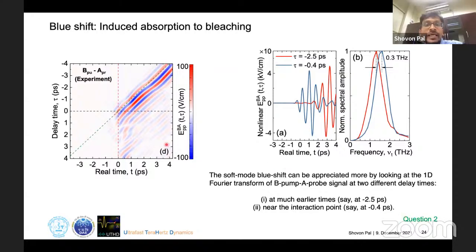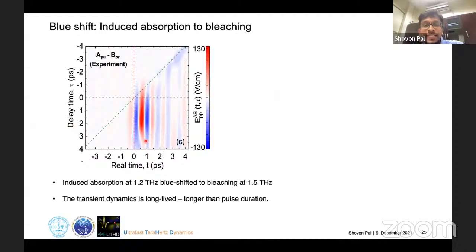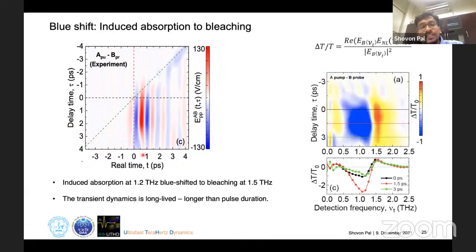Now, having this as a function of delay time, you can actually sample out the entire frequency space, and you can see how the frequency component is changing as a function of the pump probe delay. So the original negative transmission suddenly becomes a positive transmission over time. This is a phenomenon where induced absorption is shifting to something called bleaching in this case.